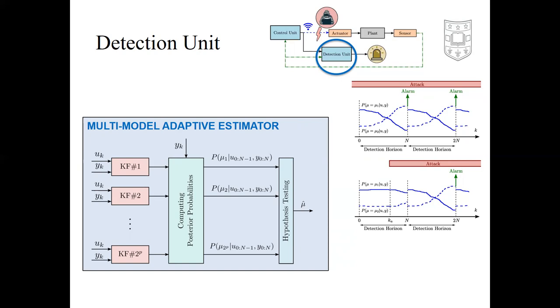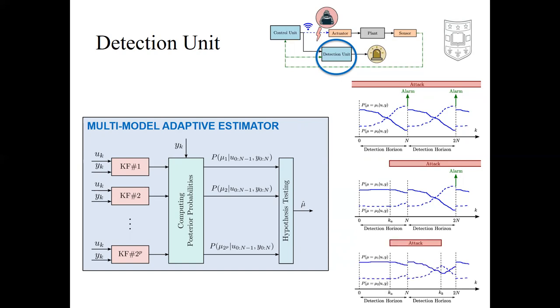Now, assume that we have a very smart attacker, and the attacker starts the attack in the middle of the first detection horizon, but stops the attack in the middle of the second detection horizon. So in this case, probably we won't be able to identify the actual mode of the system, or we won't be able to detect the attack.